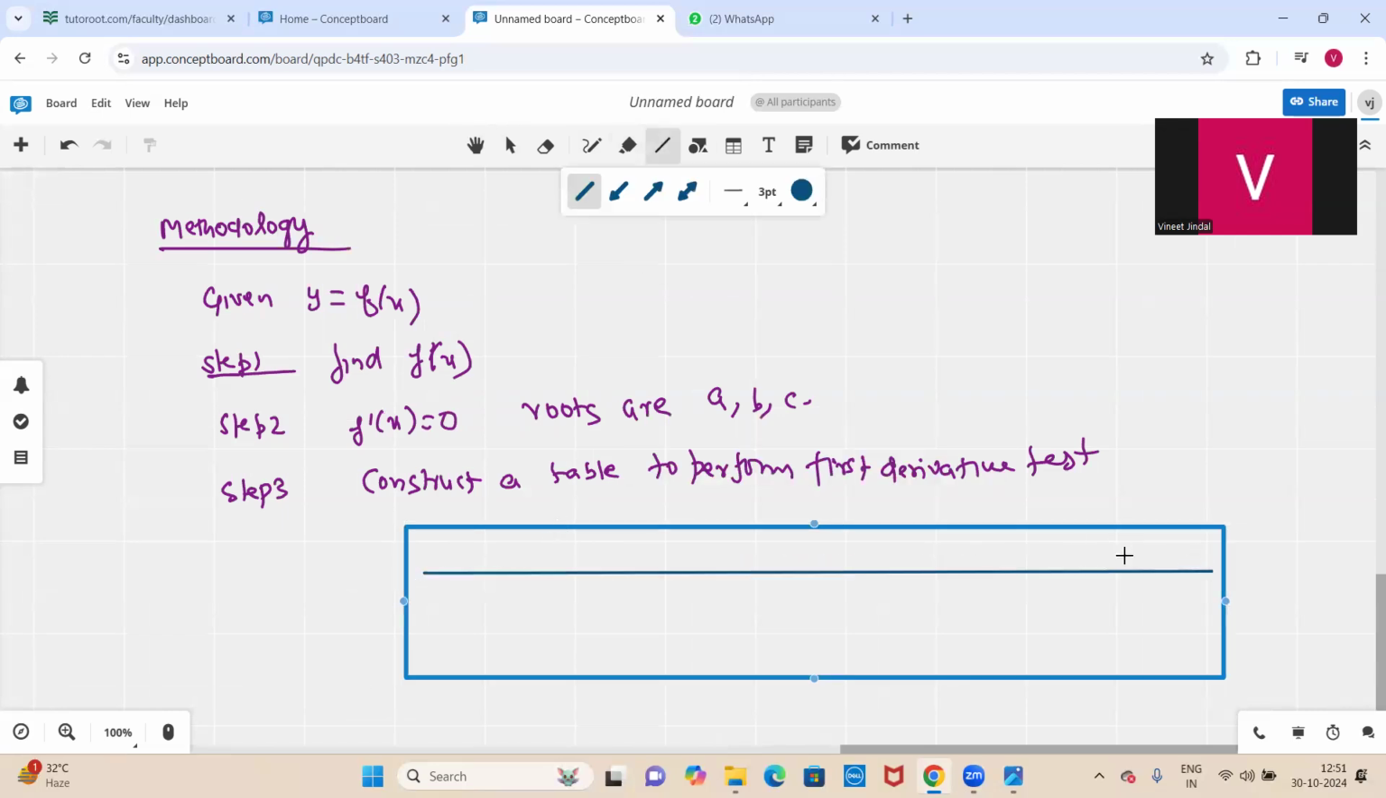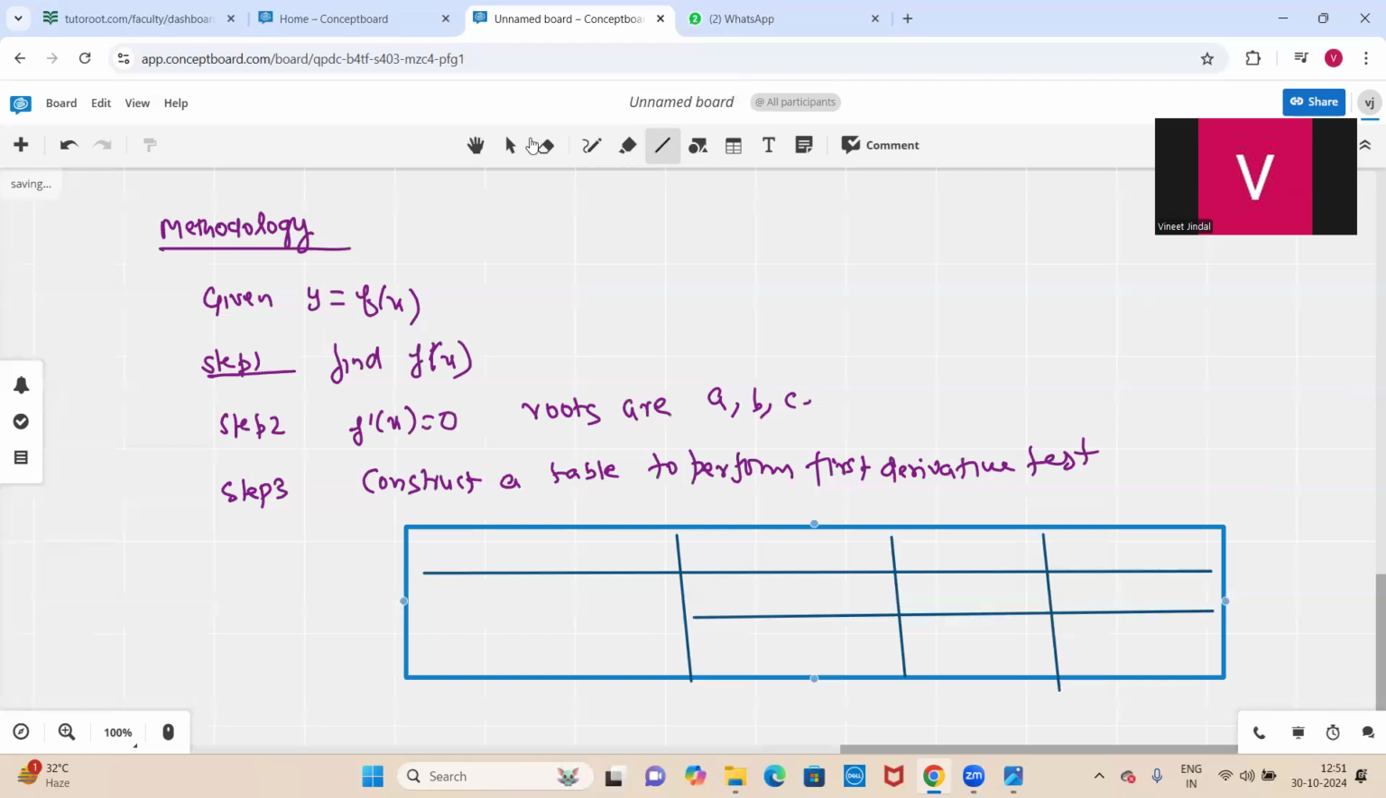So I'm just constructing the table so that we come across how to apply the first derivative test. Suppose x is an input and f dash is the derivative of the function. We have three roots a, b, c. Suppose before a, the derivative is positive, and just after a, the derivative is negative. So it goes up and then goes down. So point A is a point of maxima.